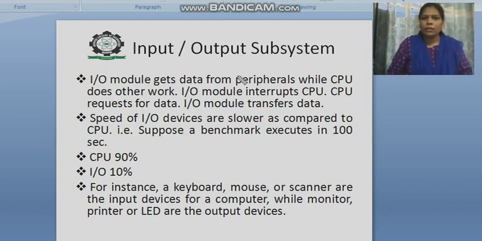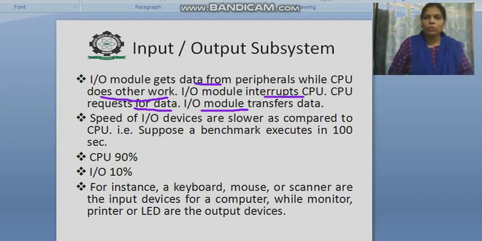Next, this slide is showing that the I/O module gets data from the peripheral while the CPU does other work. The CPU does the work of processing, and the I/O module does the work of interacting and communicating with the outside world. The I/O module interrupts the CPU, and the CPU requests data. The I/O module transfers the data.